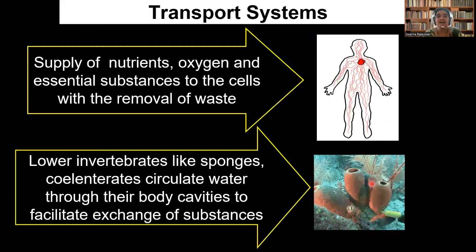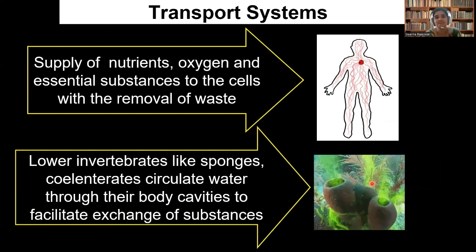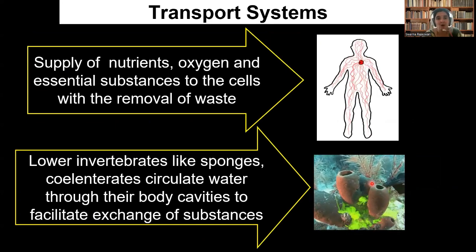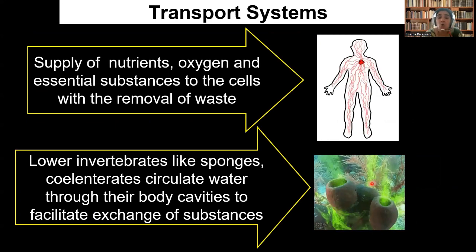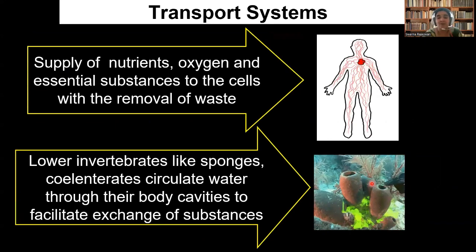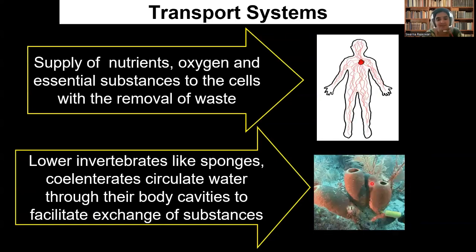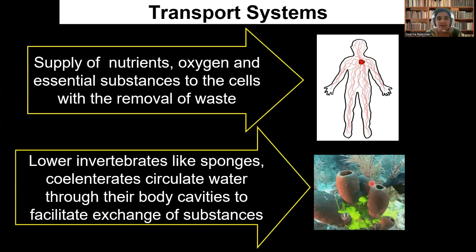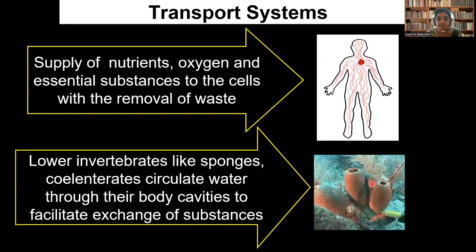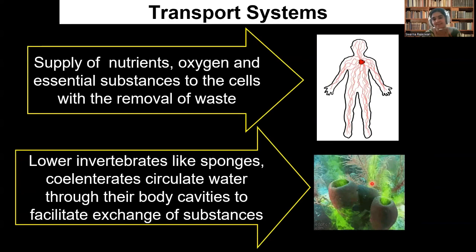Before going into that, let me tell what is meant by a transport system. What is the essentiality of this transport system? The transport system is very much essential for the supply of nutrients, oxygen, as well as essential substances to all the cells, as well as removal of the waste materials from the cells. This is very much essential in multicellular organisms, mainly in human beings. But in lower invertebrates like sponges as well as coelenterates, there is circulation of water through the entire body, which helps in the facilitation of exchange of some substances.